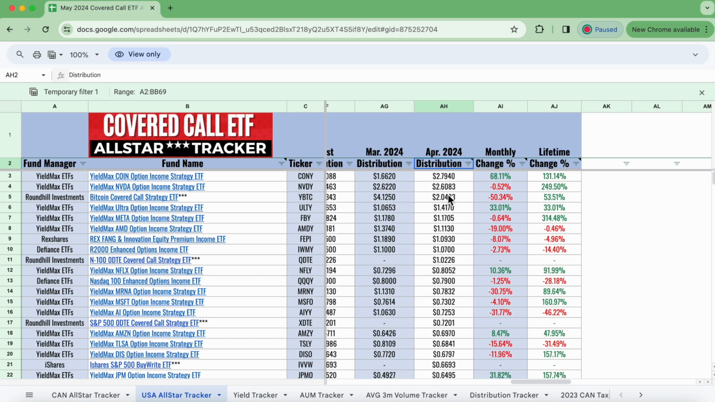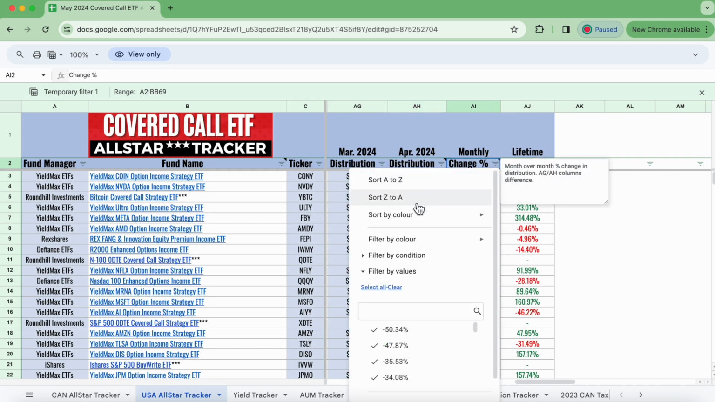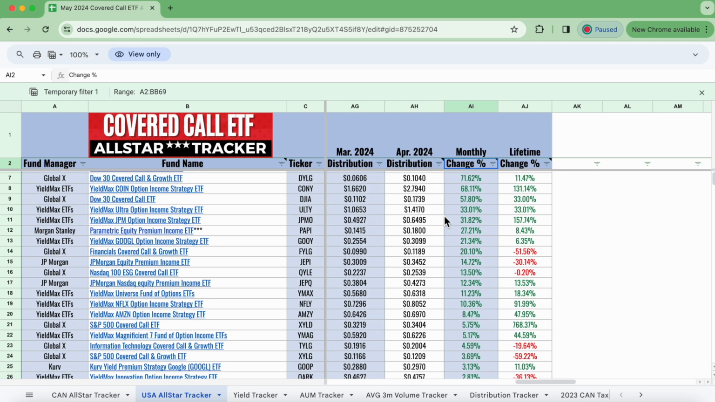So the Canadian side of things, the most current month plus the previous month, whereas the American side is the previous month heading up the most recent distribution, and then the previous month to that. So on the Canadian side of things, it's May and April. Here it's April and March. So let's go through some of the changes in distributions this month.